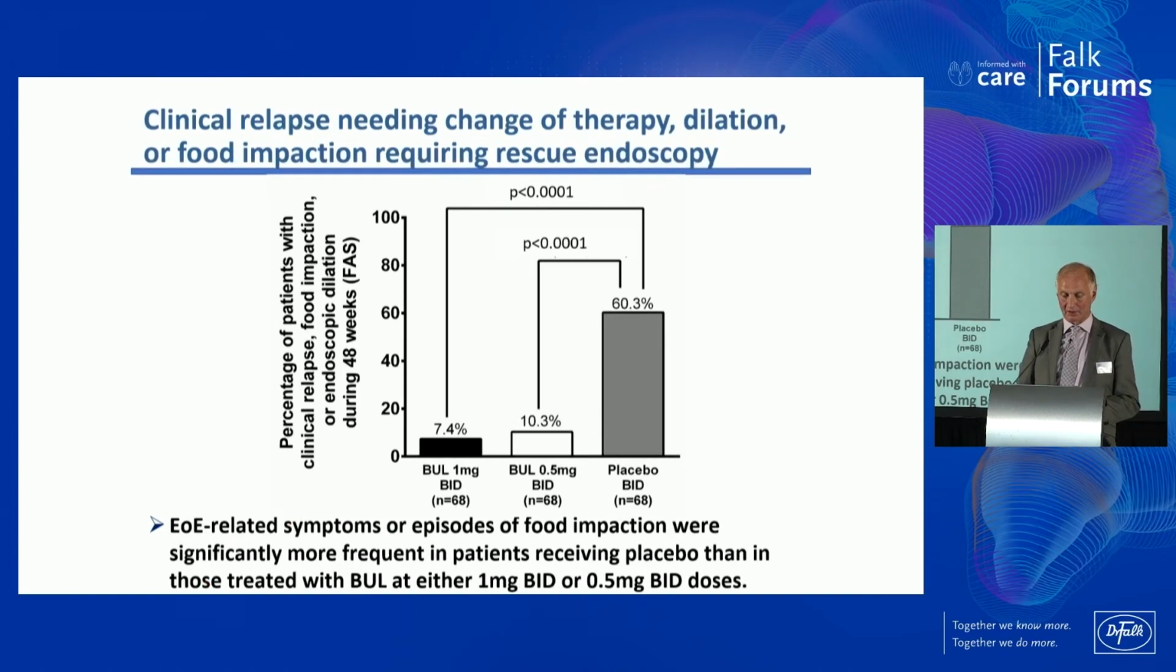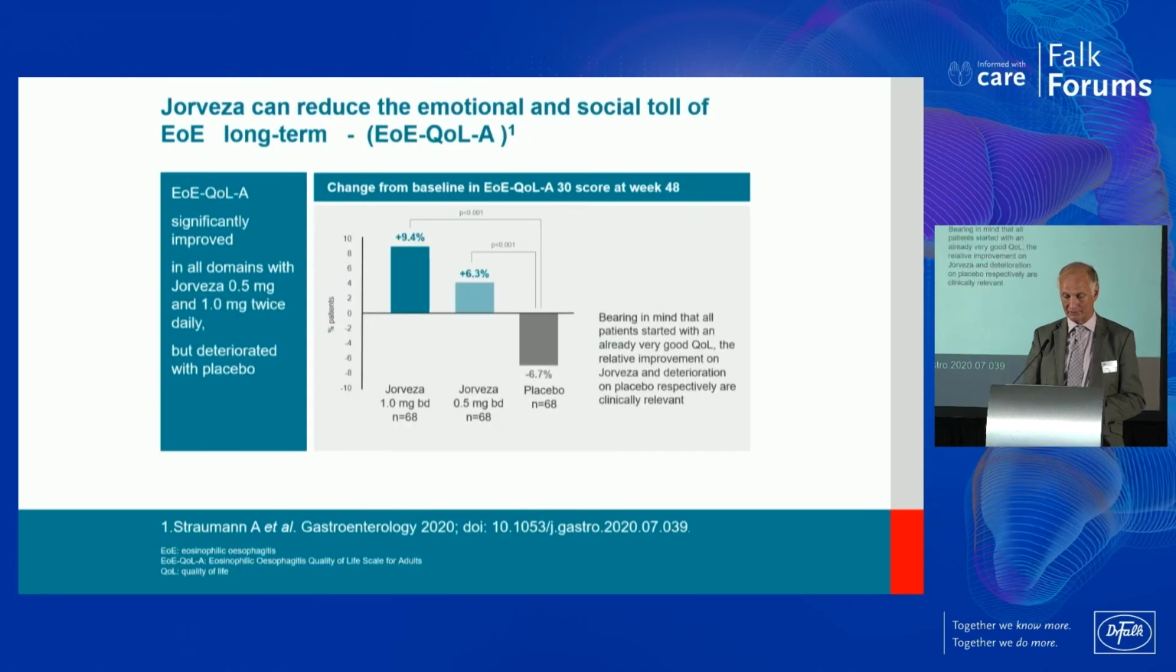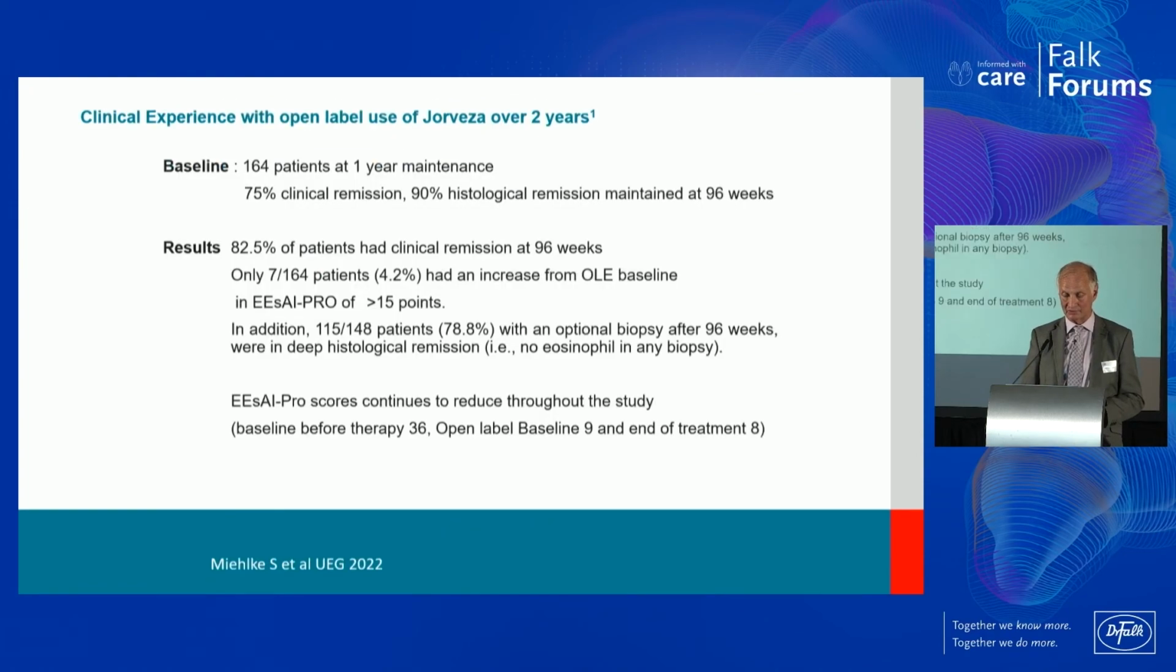And the condition clinically relapsed in 7 to 10% of those on the Gervaisa. Again, those are the ones who failed to comply with their daily therapy, but had clinically relapsed in 60% of those patients who were on placebo. And interestingly enough, although the patients all thought they were perfectly well at the beginning of the study, those on Gervaisa continued to get better during the year. There was a 9% increase in their quality of life scores in the 1 milligram dose, slightly less in the half milligram dose. But those on placebo just got worse.